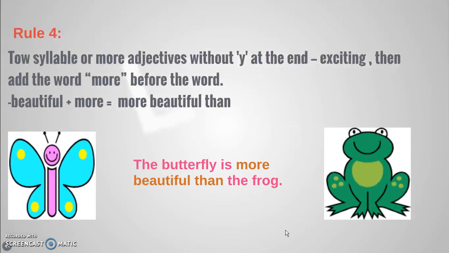As far as rule 4 is concerned, we here talk about long adjectives which are composed of 2 or more syllables. For example, beautiful, wonderful, or amazing. What do we do for this kind of adjective which is long? We put more before the word. For example, beautiful plus more, we get more beautiful than. In this example, we can say that the butterfly is more beautiful than the frog.